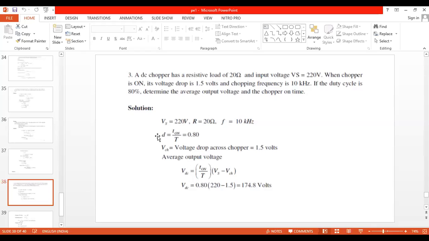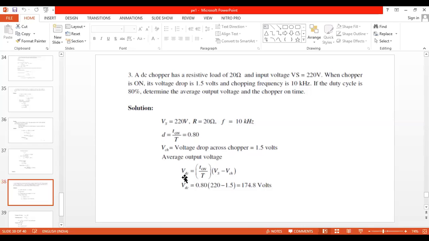Yes, we have written D. They have taken in the problem D or delta or del or K. It is nothing but the duty ratio or duty cycle, which is the ratio of T on by T. So T on and T values will be given in the problem. What is the duty cycle given in the problem? 80%. So 80 by 100, 0.80. In this problem, they have given the voltage drop also, which is 1.5. So what is our average output voltage?